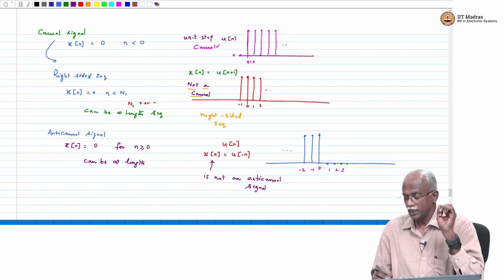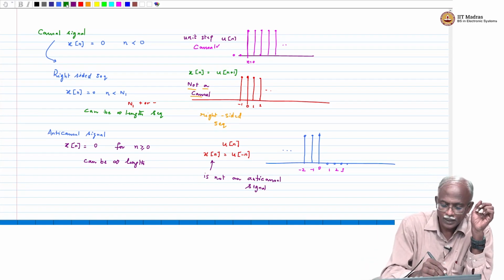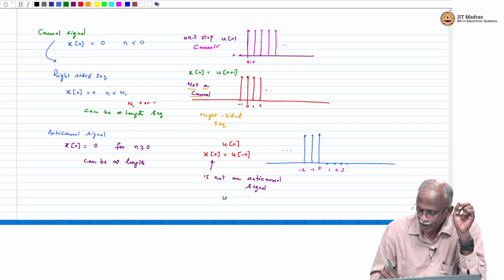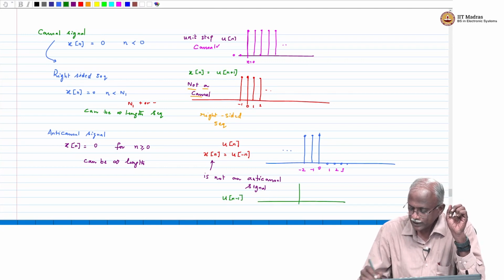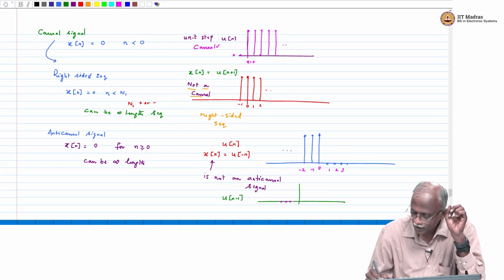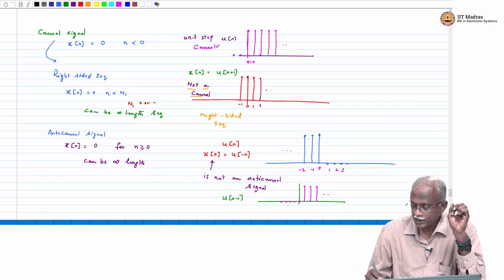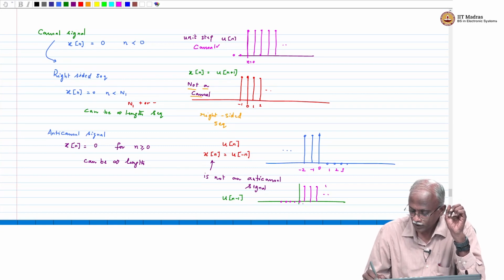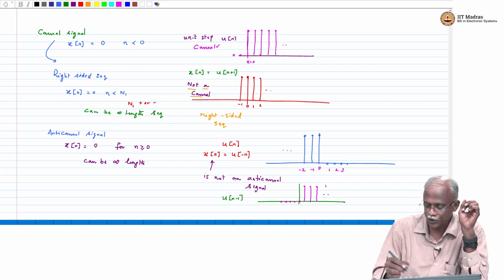On the other hand, what is u of n minus 1? u of n minus 1 is a shifted version. So, it is 0 everywhere, it is 0 at n equal to 0, and starting from 1 it will be equal to 1. Okay, there is a 0 here. This is u of n minus 1.